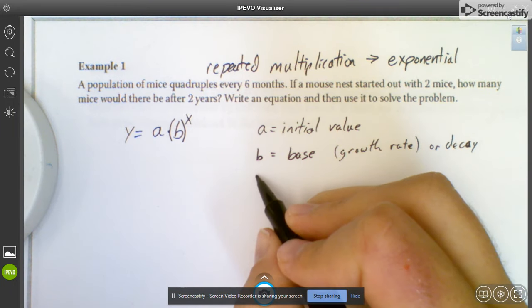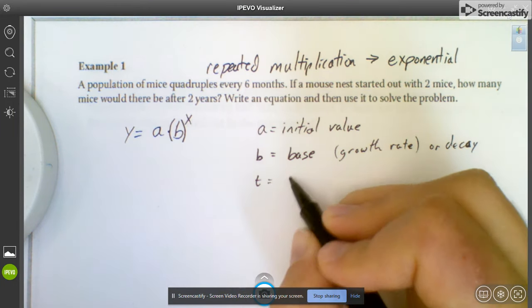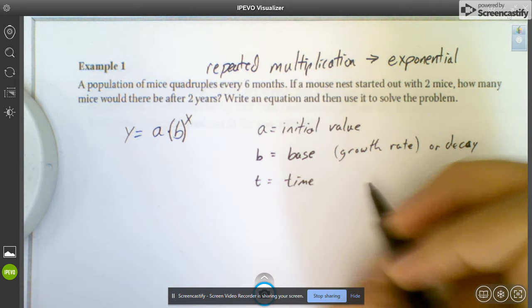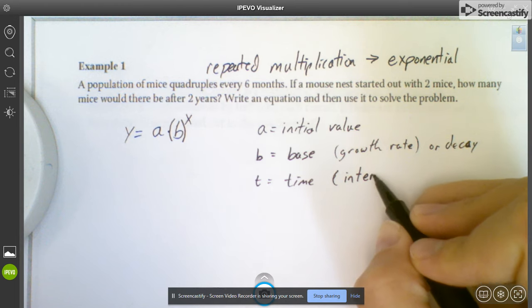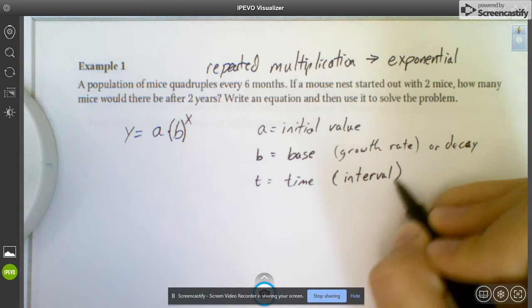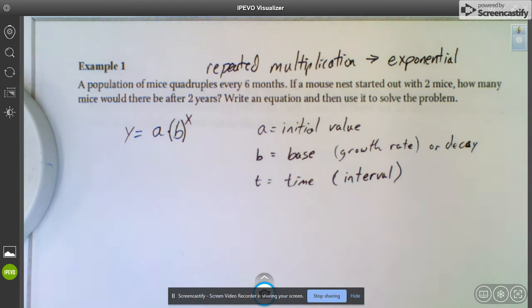And then lastly, we have T, which is time. And I'm also going to write this because it's very important. We'll talk about it too. It's intervals. It's not just a number for time. You actually have to understand what the time intervals are. So we'll get into that in a little bit. So let's start by talking about this particular problem and see if we can identify what's going on here.